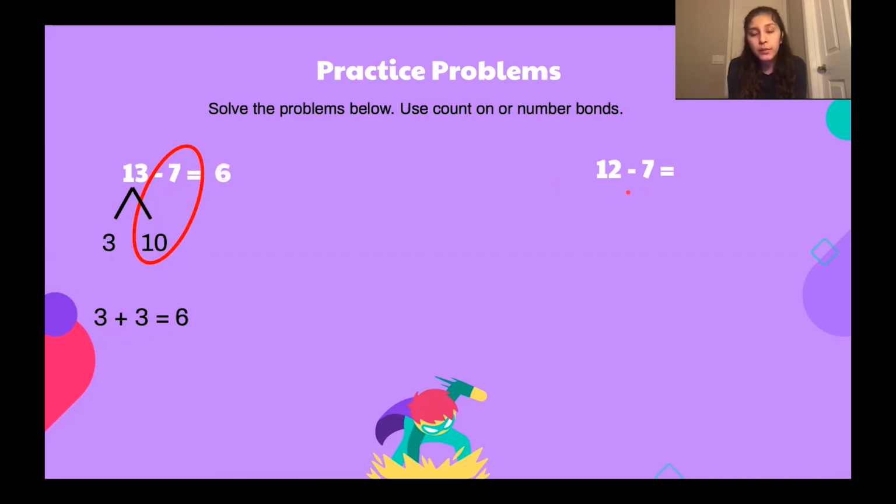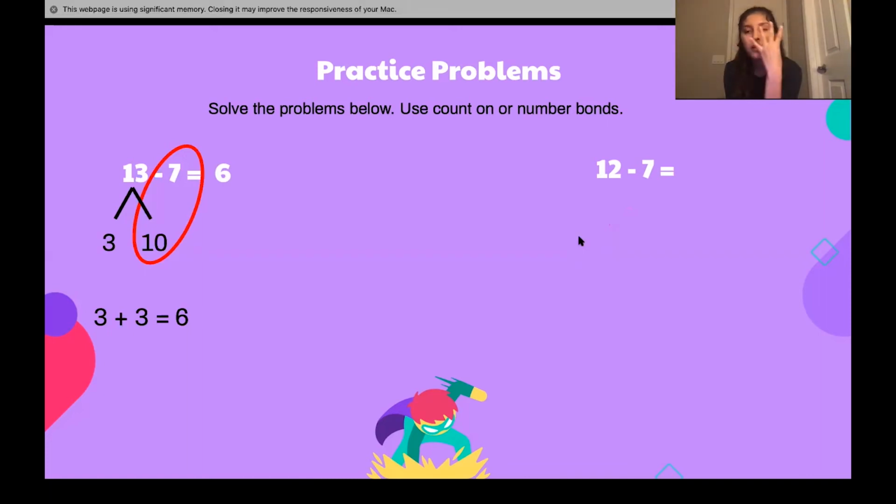Now for this one, I'm going to use the count on method. So remember, you can use your fist or you can draw them with the numbers. I'm going to do both. I'm going to do it with my fist first, and then I'm going to show you on the screen how I did it. Okay. So it'd be 7, 8, 9, 10, 11, 12. So it'd be 5. That's how you would use the count on method.